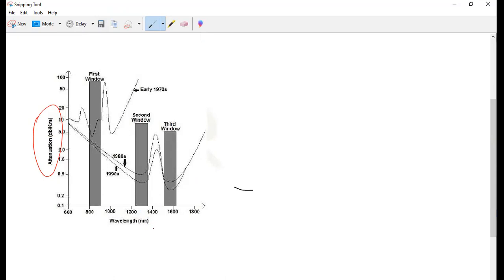In attenuation, this graph is very important. It could come in the exam, to explain it critically. Attenuation is on the y-axis and wavelength on the x-axis. Wavelength defines light. Light is an electromagnetic wave. It has amplitude, frequency, and wavelength. At different wavelengths, you have different attenuations.